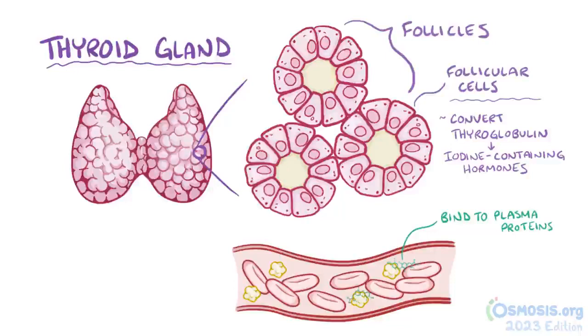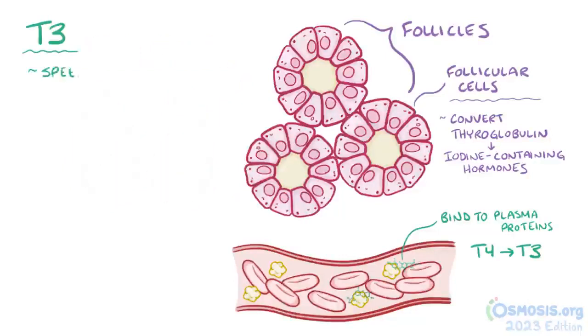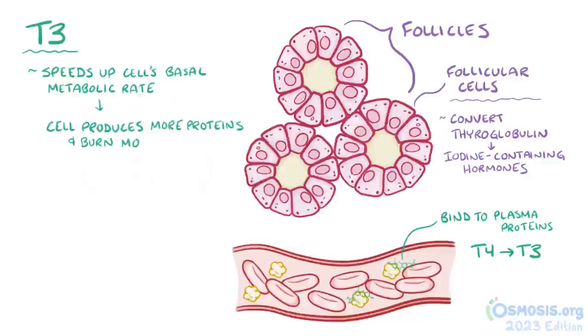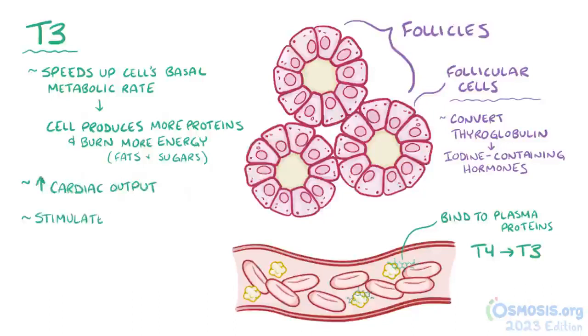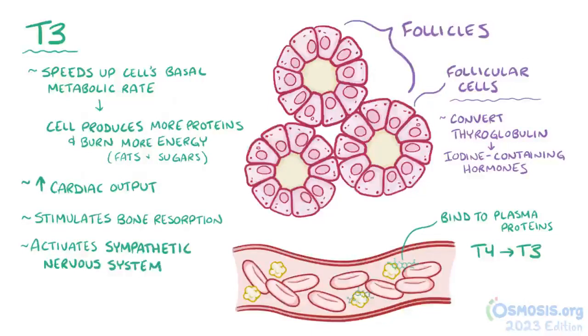Once inside the cell, T4 is mostly converted to T3, where it can exert its effect. T3 speeds up the cell's basal metabolic rate. So as an example, the cell might produce more proteins and burn up more energy in the form of sugars and fats. It's as if the cells are in a bit of a frenzy. T3 increases cardiac output, stimulates bone reabsorption, thinning out the bones, and then activates the sympathetic nervous system, the part of the nervous system responsible for our fight or flight response.